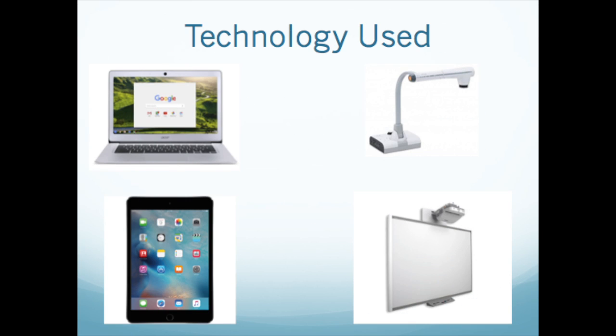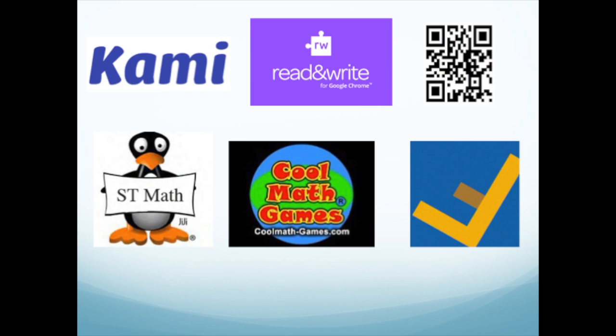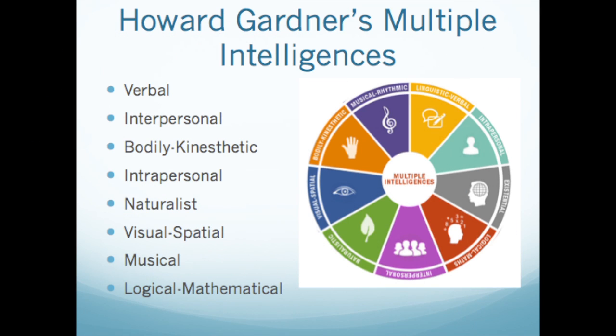Throughout my unit plan, there are many different types of technology that will be used, including Chromebooks, a document camera, iPads, and a smartboard. There are many different websites and apps that will be used in my unit plan, including YouTube, Educ Creations, Google Classroom, Google Docs, Google Sheets, Google Slides, Kami, Google Read and Write, QR codes, ST Math, and Front Row.